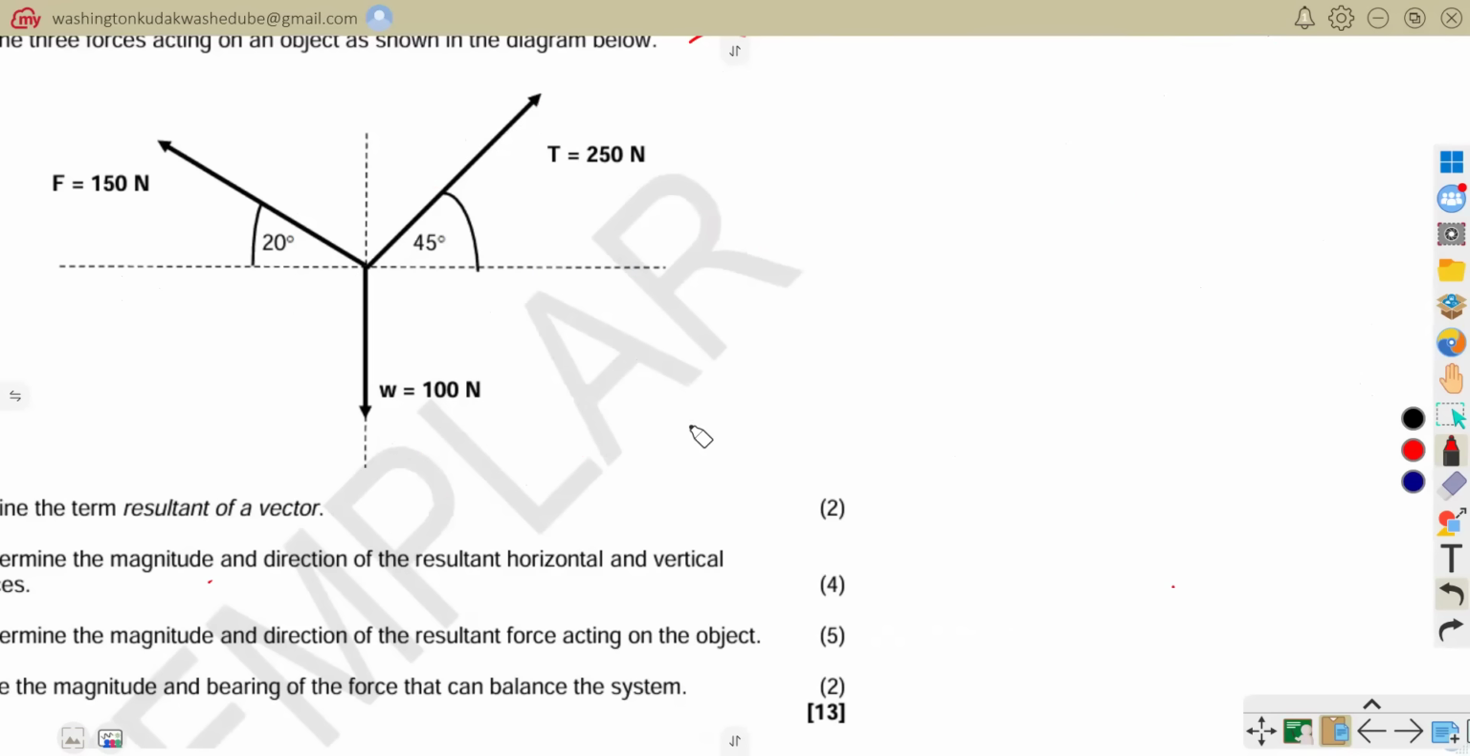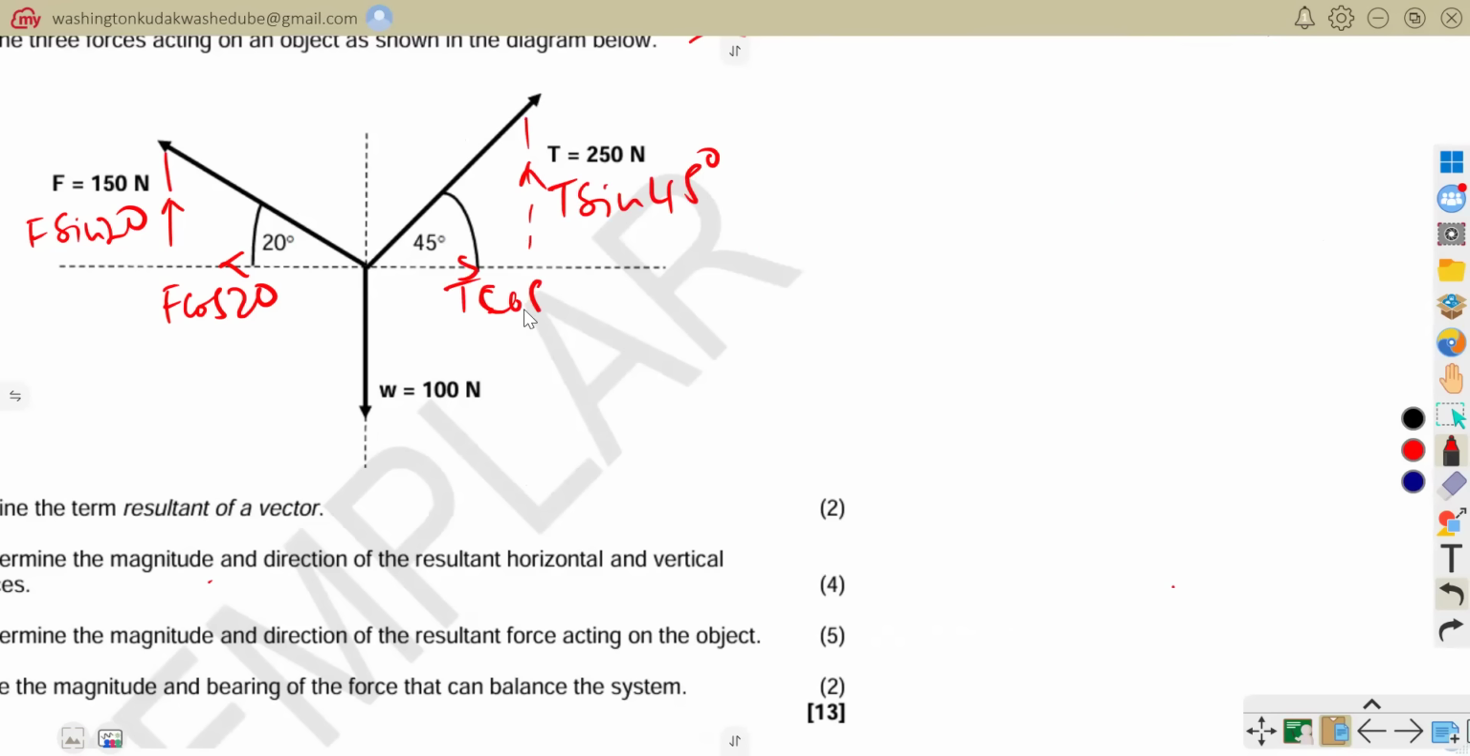So here I would have this one be F sin 20, and this one F cos 20, and then this one would be T sin 45, and this one T cos 45. So I now have this horizontal component going that side and that one going that side.